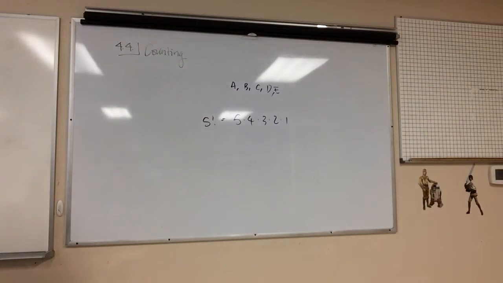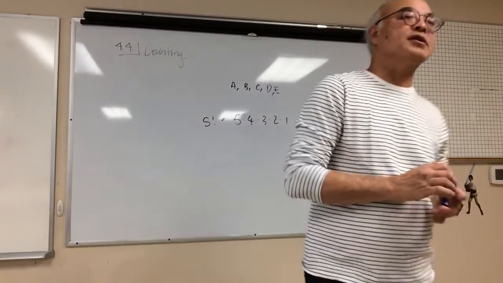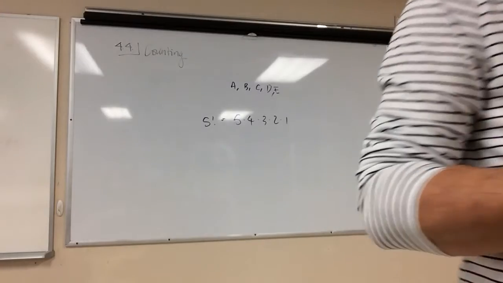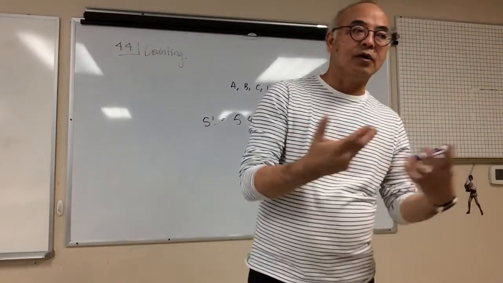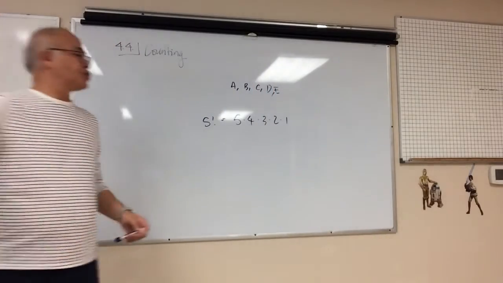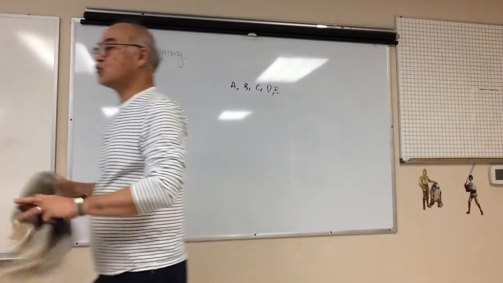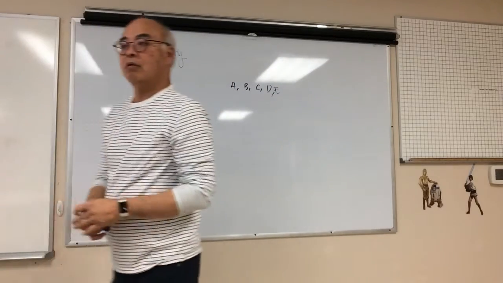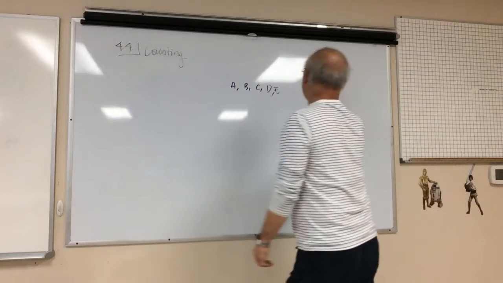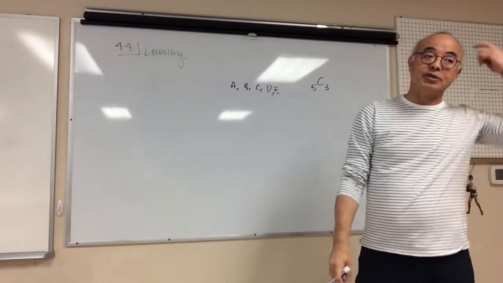Okay, so permutations and combinations. When the order matters, they're called permutations. When the order does not matter, it's called combinations. So if I have 5 different people here, and I am choosing 3 people, I would call that 5 choose 3, 5 combination 3.